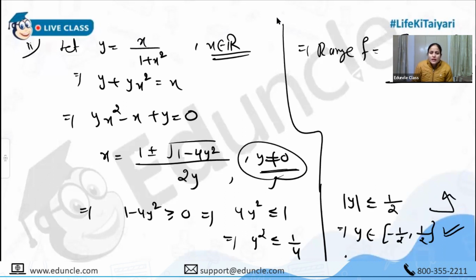Karthik, beta, we have y square here, so you have to take the square root on both sides. Y square is less than or equal to 1/4. That means mod of y is less than or equal to 1/2. We need to take the square root on both sides here.